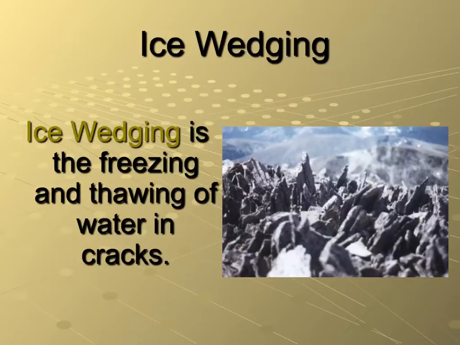Ice wedging, everybody's favorite. Ice wedging is the freezing and thawing of water in cracks. So let's say a rock gets wet and there are these little tiny pores in the rock. Well, some water soaks into that rock. Later on it freezes. Well, as we know, water gets bigger when it freezes, so it makes this hole a little bit bigger. So now multiply that by 1,000 years. Pretty soon you've got a great big crack in the rock. That crack fills up with water, freezes one more time, and bam, we break off a piece of it. So ice wedging is caused by the continual freezing and thawing of water in rocks.